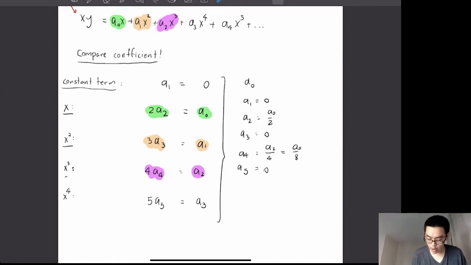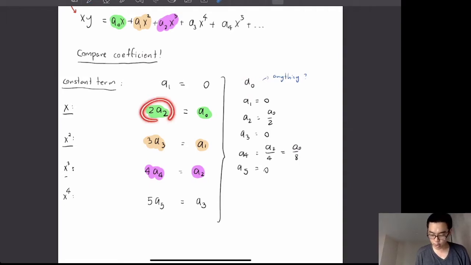How about a0? a0 never gets mentioned. So a0 actually can be anything, right? What do you mean by anything, right? There must be a solution. Well, I hope after 15 weeks, you learn that a differential equation can have infinitely many solutions, right? So that's where infinite solutions come from. a0 can be literally anything, right?